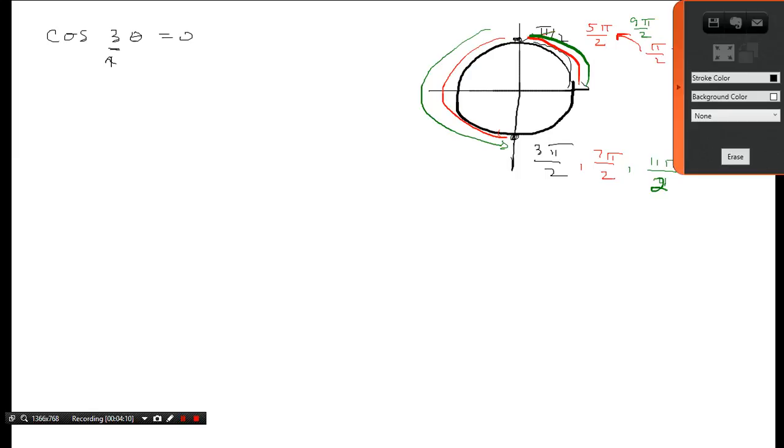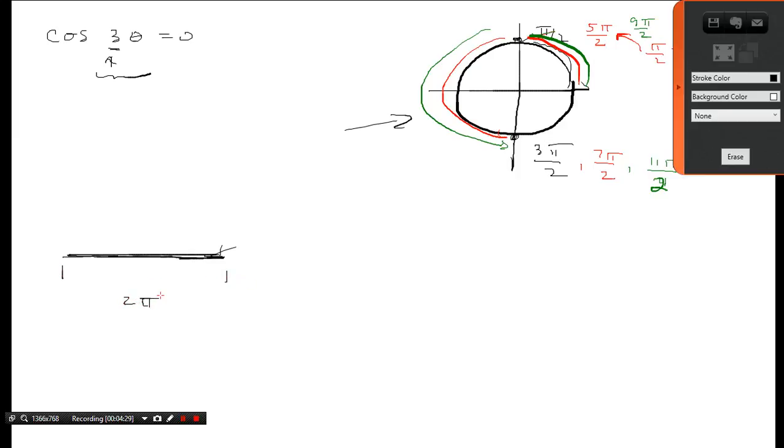If you look at this, 3 theta makes me go 3 times as fast. Here's the first 2 pi. So let's pretend I take this circle and I pull out all the laps and I make them stretchy, straight as a string. Here's my string. Here's the first piece of my circle. From here to here is 2 pi.